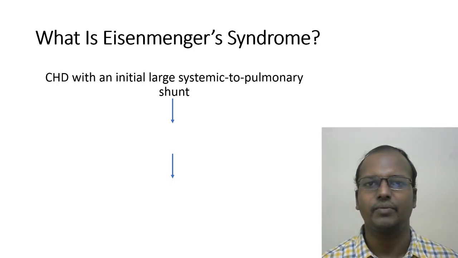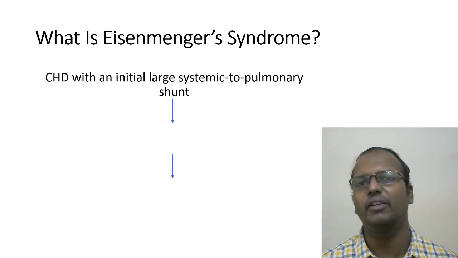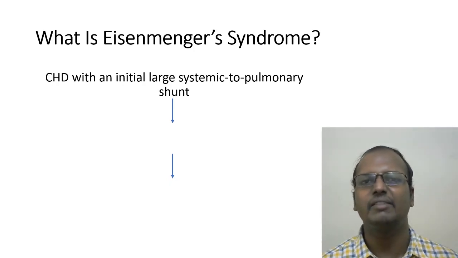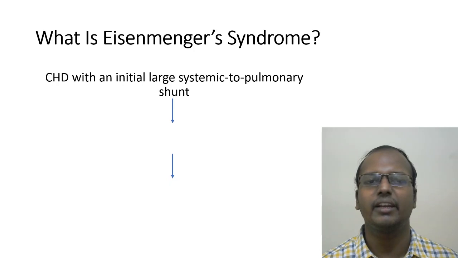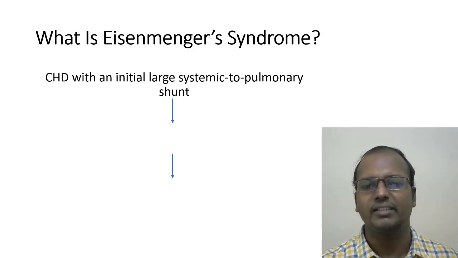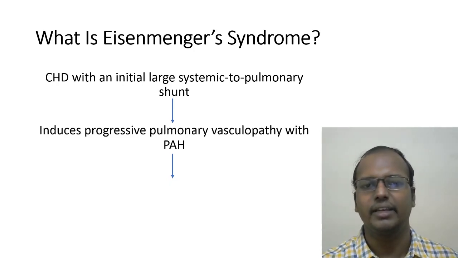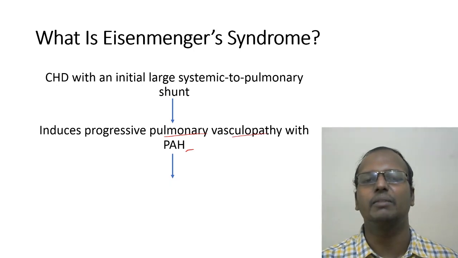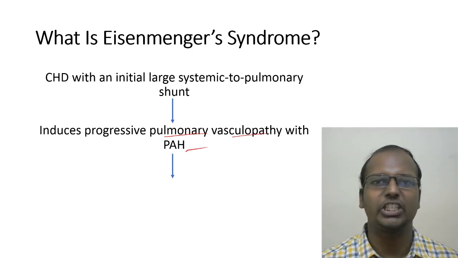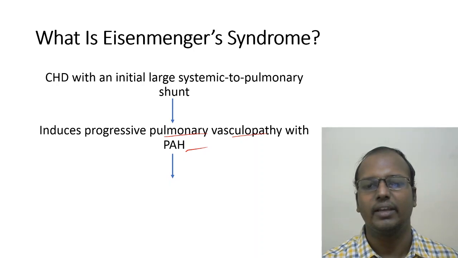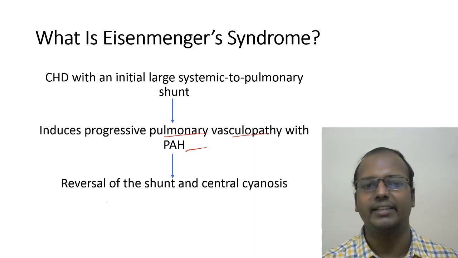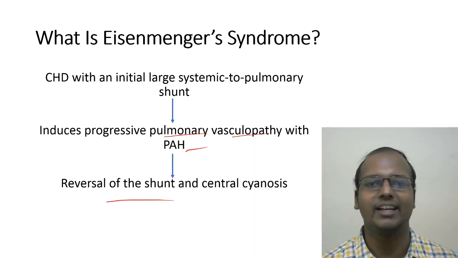That is the deoxygenated side. In a VSD, blood will enter from the left ventricle to the right ventricle, and in an ASD, the blood will enter from the left atrium to the right atrium. Whereas as time passes, that will produce a pulmonary vasculopathy with pulmonary hypertension. Gradually, the pressure in the pulmonary artery will increase, more than the systemic circulation, and that will lead to reversal of shunt and central cyanosis.